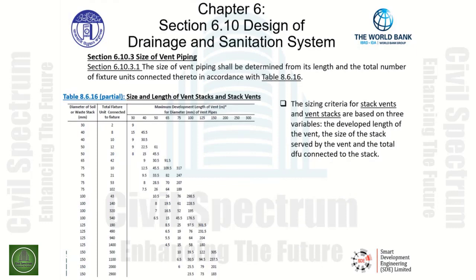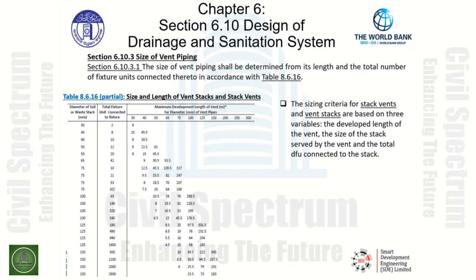Section 6.10.3 titled Size of Vent Piping. More specifically, Section 6.10.3.1 gives us the requirement for the size of vent piping shall be determined from its length and the total number of fixture units connected thereto in accordance with Table 8.6.16.